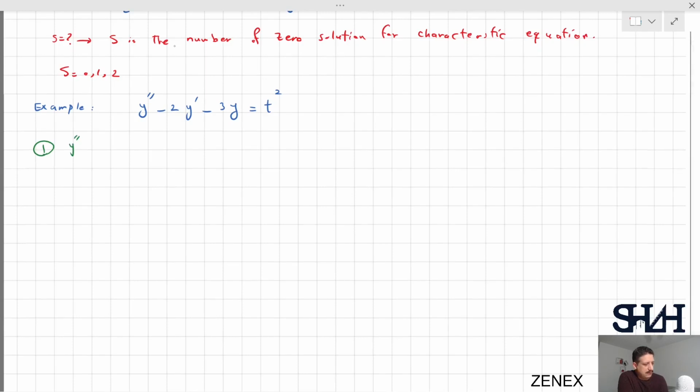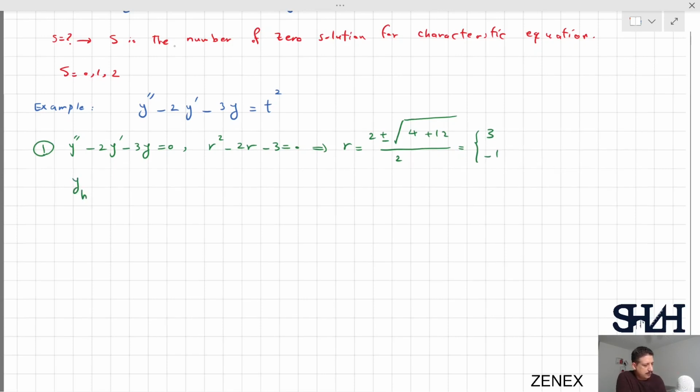It will be second derivative of y minus 2y prime minus 3y equals 0 in homogeneous format, and then we write the characteristic equation r^2 minus 2r minus 3 equals 0. I can write this down. r equals 2 plus minus square root of 4 plus 12 divided by 2, so it will be 2 plus 4 divided by 2, 3, 2 minus 4, minus 1. So then the homogeneous answer will be C1 e^(3t) plus C2 e^(-t).